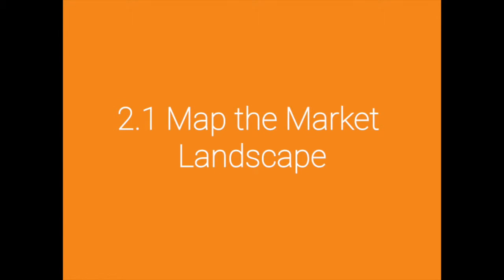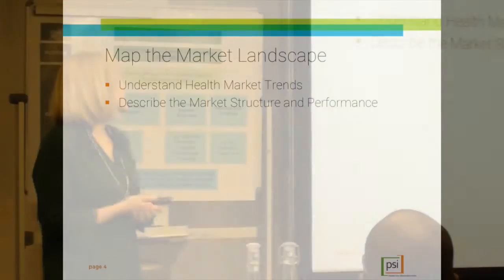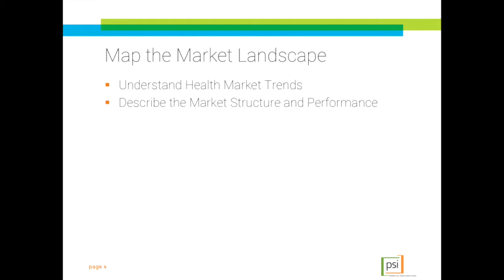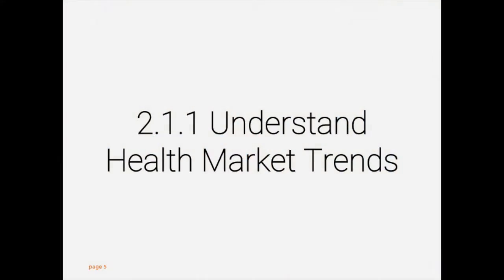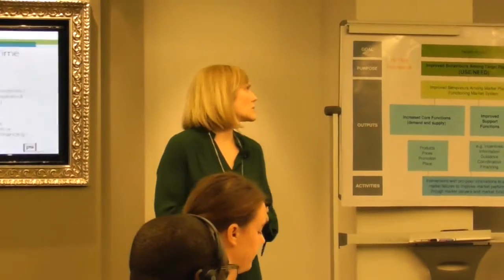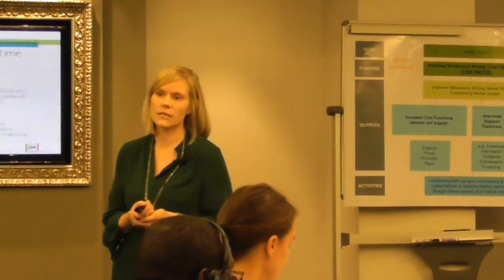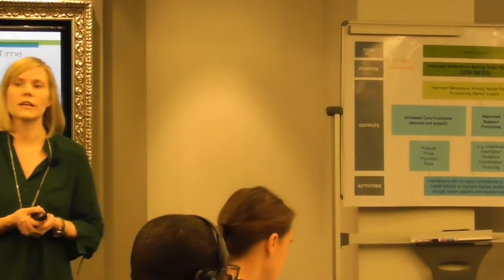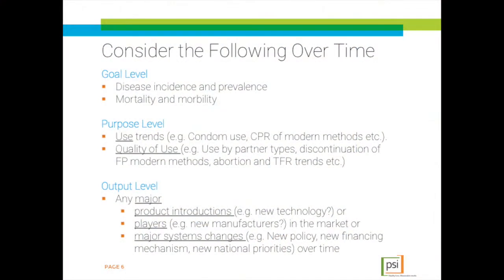Okay, so let's talk about mapping the market. So there are 2 different components to this. Understand health market trends and describe the market performance and structure. The first one is pretty straightforward, understand health market trends. When we're talking about health market trends, we're talking about looking at key aspects of the market over time. How has the market evolved over time? This gives us a basic feel for the market, how it's looking, what's happened in the past several years.